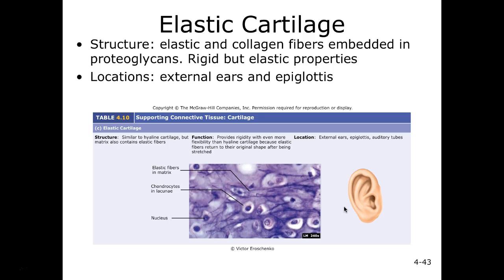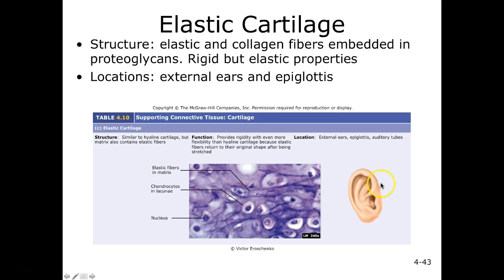Okay, last type of cartilage we have is elastic. And you can see a little bit of pink in the background here as far as our collagen, but mostly the difference here is going to be our elastic fibers. And in the background we have some proteoglycans too. But this allows it to be rigid as well as having elastic properties.